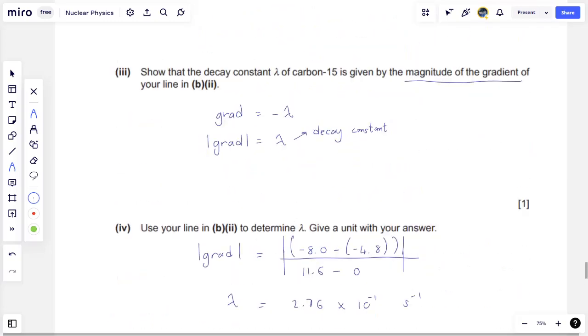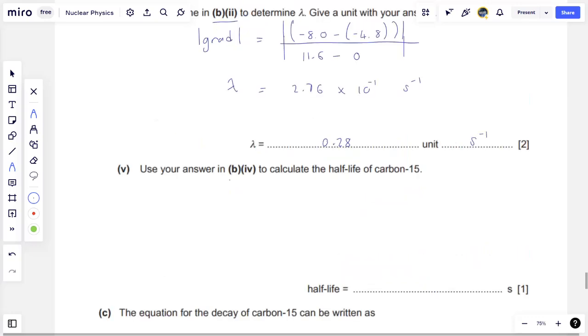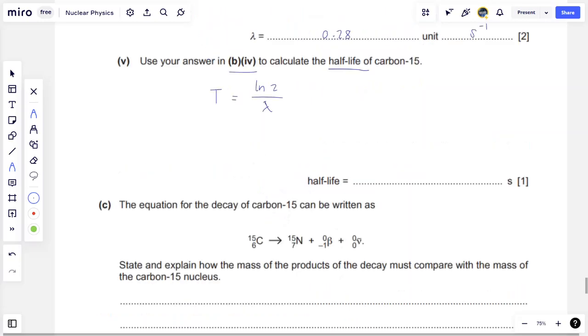We're then told, and remember in each question we are told what to use very specifically, the next question says use your answer in part 4 to find the half-life of carbon-15. So I have to use lambda. I can't use a different method, especially if a question is just 1 mark. I know that the half-life is the natural log of 2 divided by lambda. Don't need to prove this, I wasn't asked to prove this. I know it. I'll show later on in a question how to derive this.